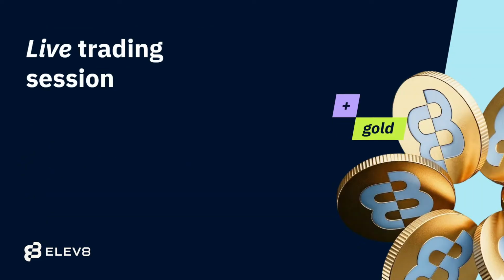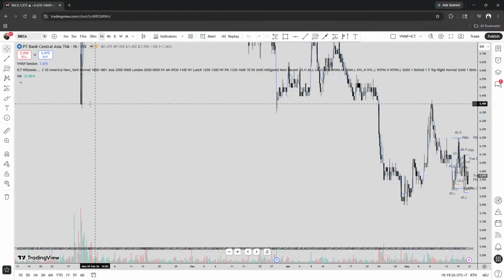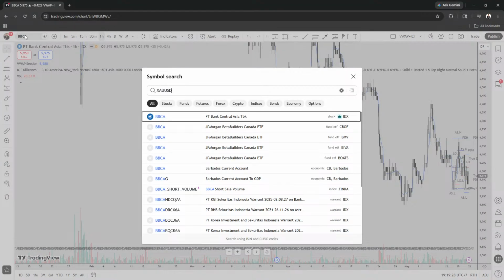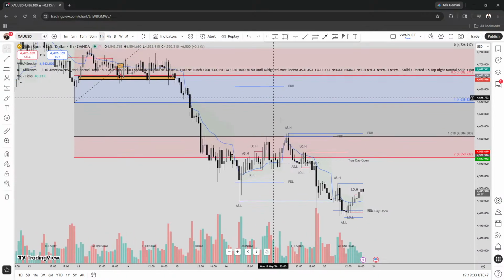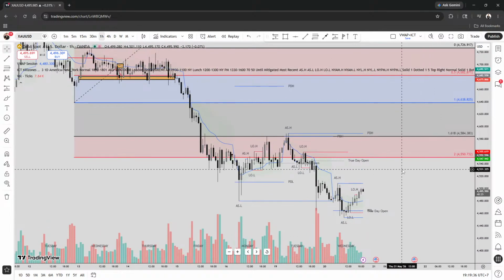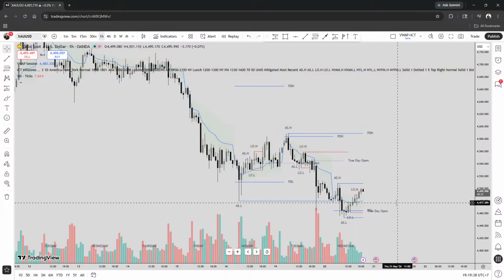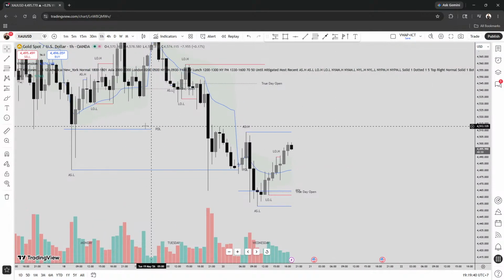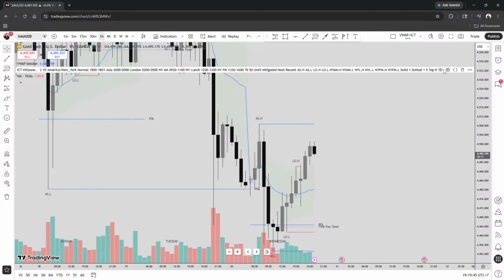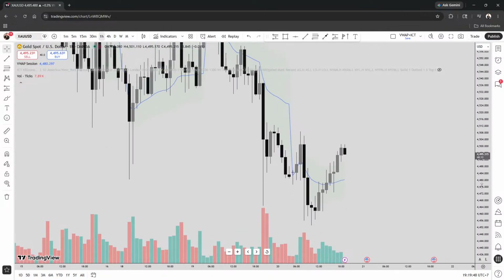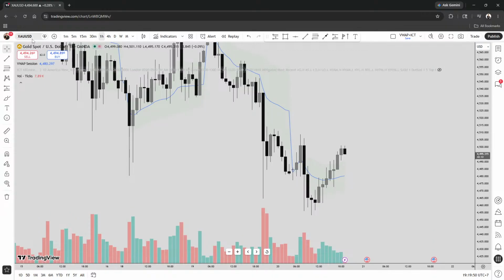All right. The first one. Let me open this. We go to gold first. Let me clear this. First, I want to discuss this gold chart here.